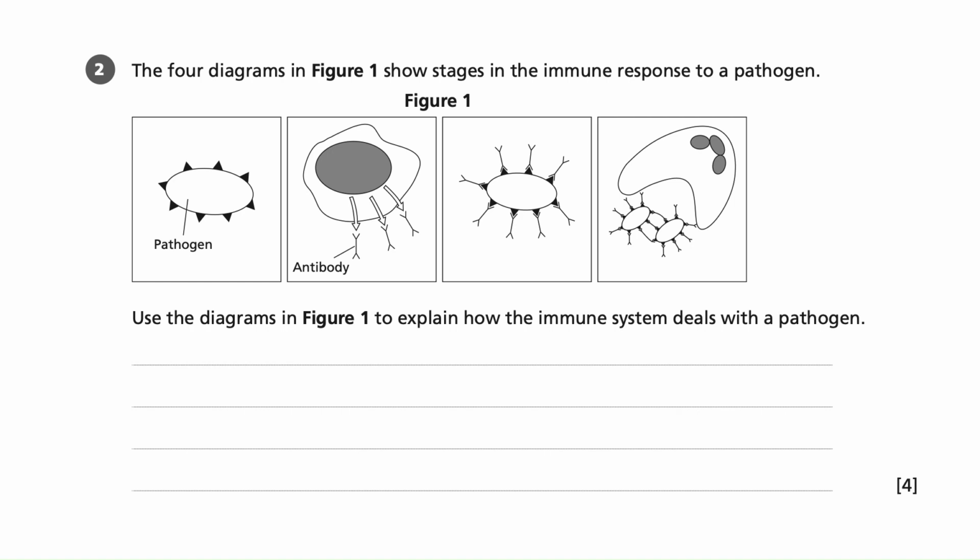Question 2. The 4 diagrams in figure 1 show stages in the immune response to a pathogen. We can see figure 1 there with the 4 stages. Use the diagrams in figure 1 to explain how the immune system deals with a pathogen.